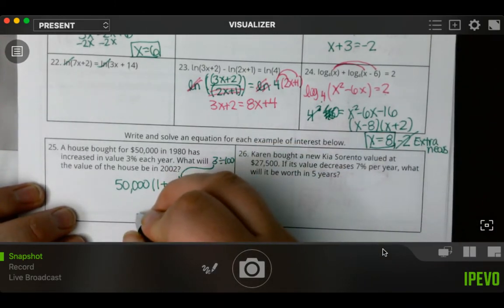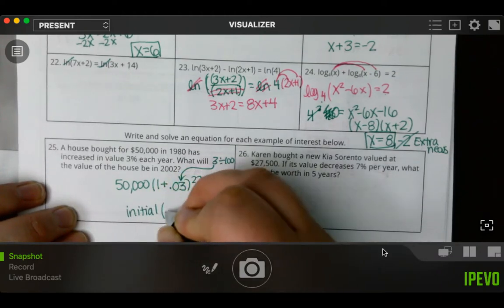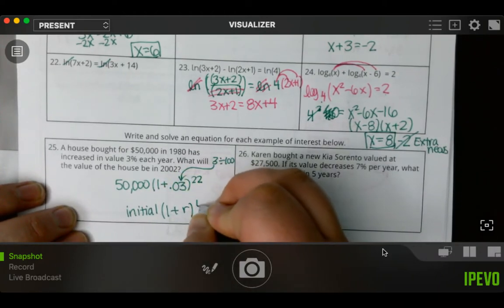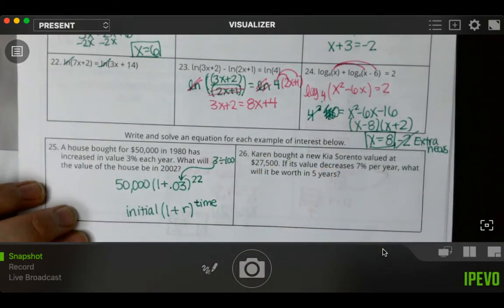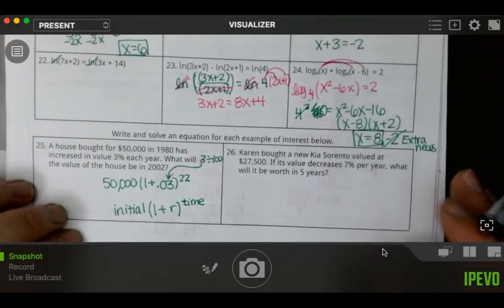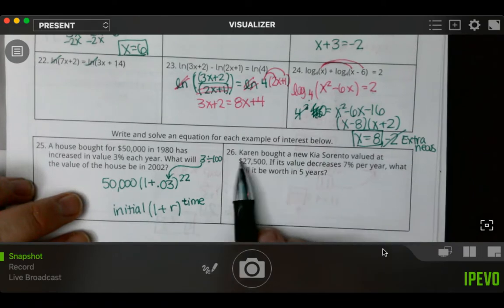Okay? It basically starts with your initial amount times 1 plus the rate to the power of time. Okay? Then you would type that into a calculator. I'm not going to do that right this second. I want you to practice that and check the answer key.